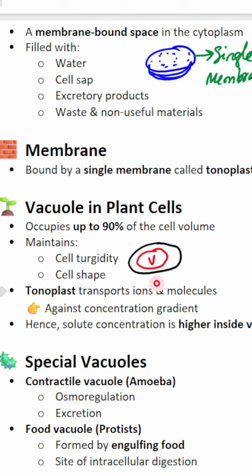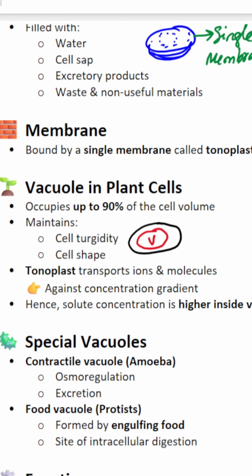The tonoplast membrane helps in the import of ions into the vacuoles, thereby making the concentration in the vacuoles higher than that of the cytoplasm. So inside the vacuole the concentration is very high, for which it maintains the turgidity of the cells, and it also maintains the shape of the cells.